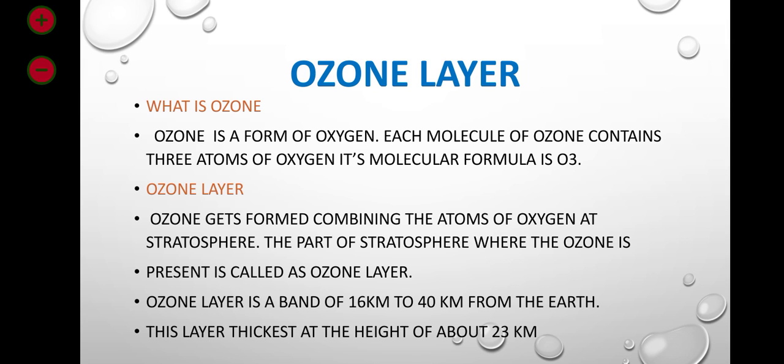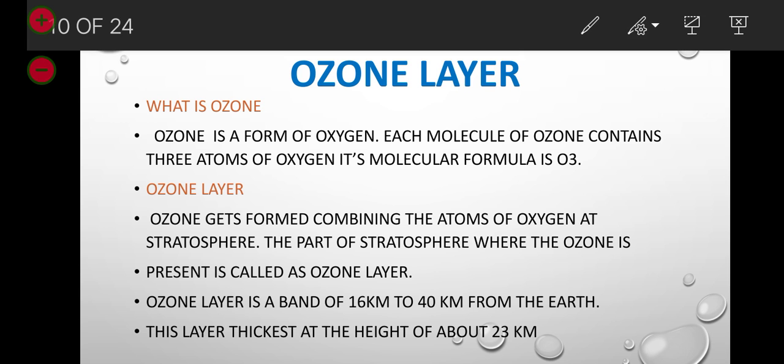Now coming to the next part, what is the ozone layer? Let us first know what ozone is. Ozone is a form of oxygen. Each molecule of ozone contains 3 atoms of oxygen. Its molecular formula is O3. It should be written like this.